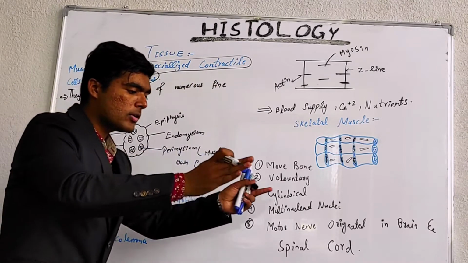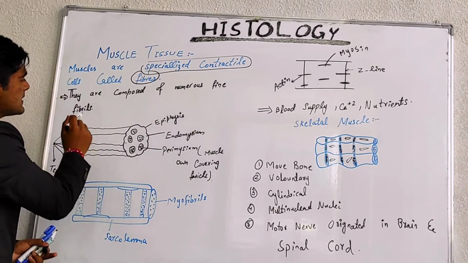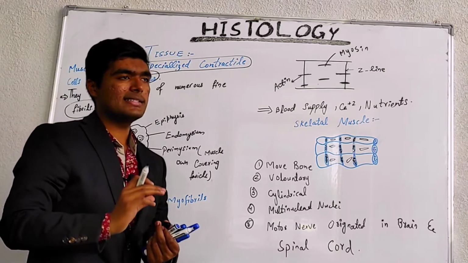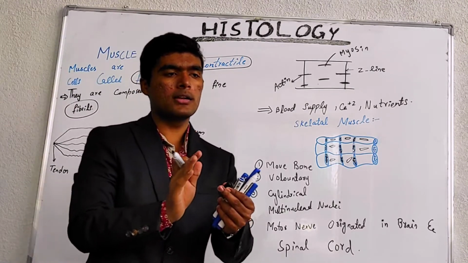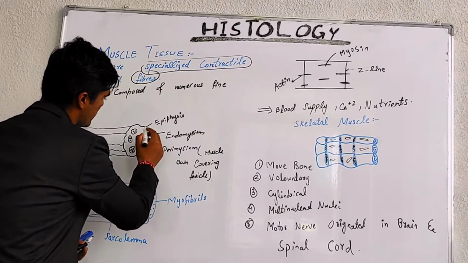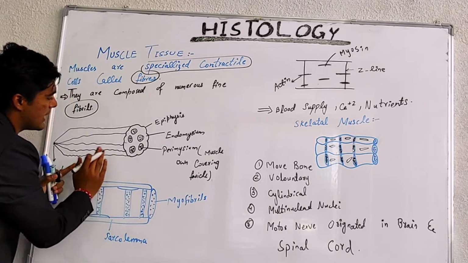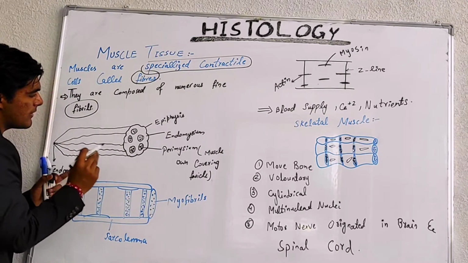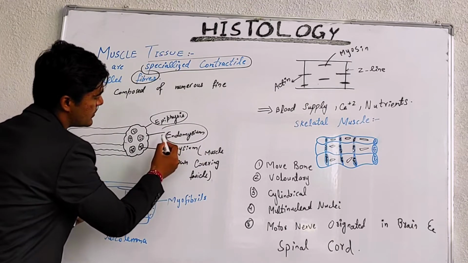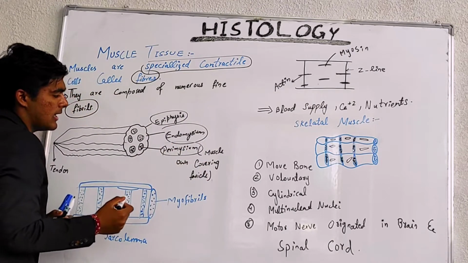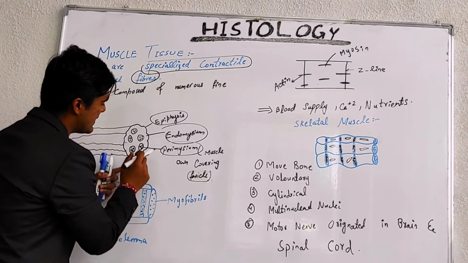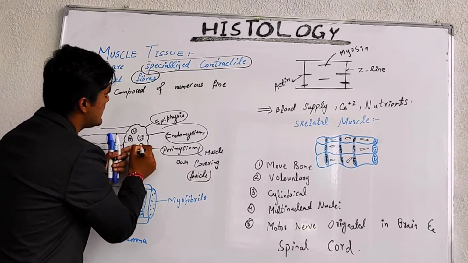Moving further to its layers, it is basically composed of fibrils. When we take a single muscle tissue and cross section it, we will study this type of tissue. Here is a cross section of skeletal muscle. We have its three layers: endomysium, epimysium, and perimysium. And the muscle's own covering we know as fascicle. This is fascicle.